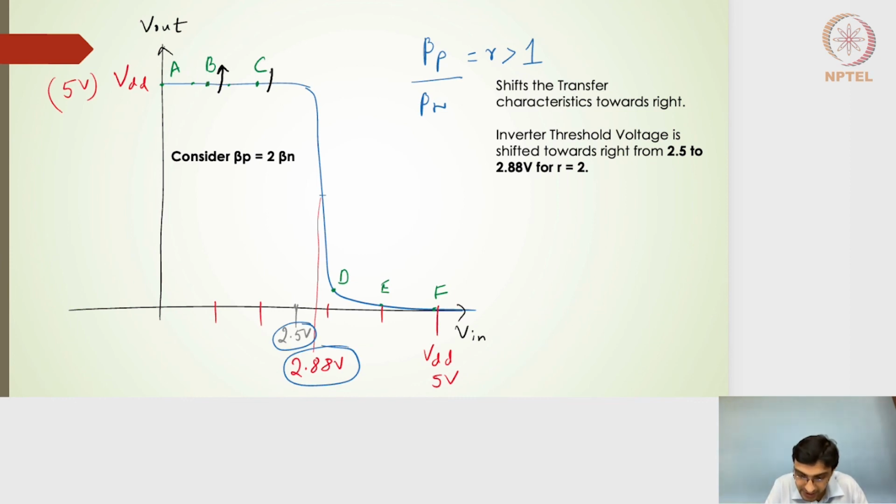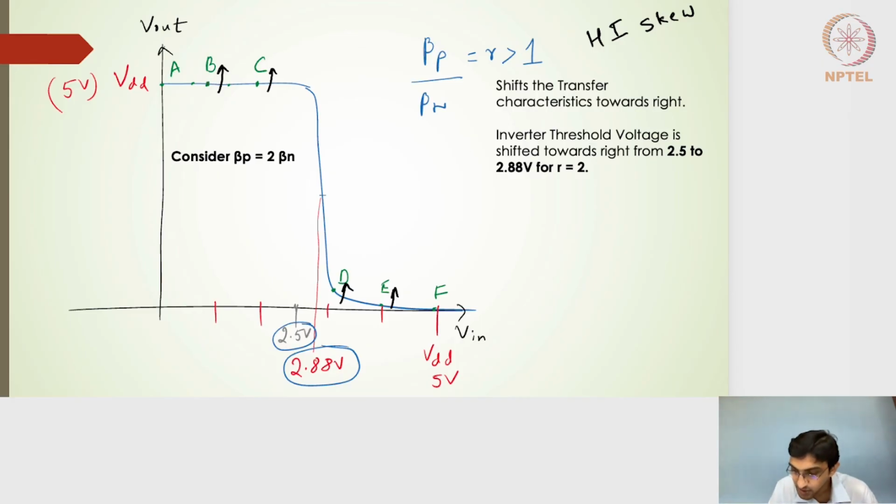Similarly, point C has slightly moved above. D and E points should be away from zero volts, so they have also slightly moved above their positions in the unskewed inverter. All right. So what it really means is, if it is a high skew inverter, where the skewing ratio is greater than 1, then the transfer characteristic is shifted towards the right.